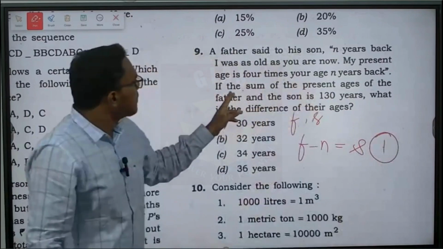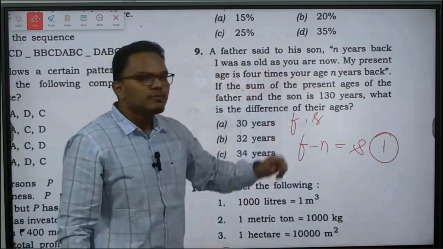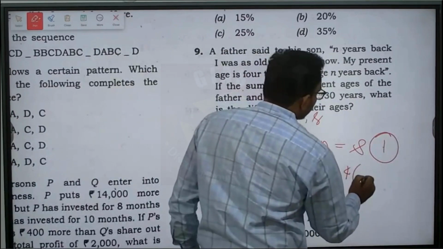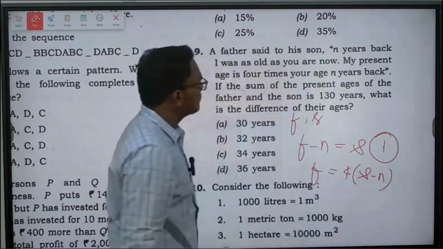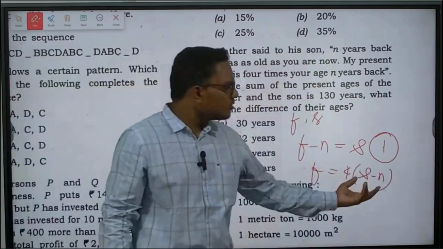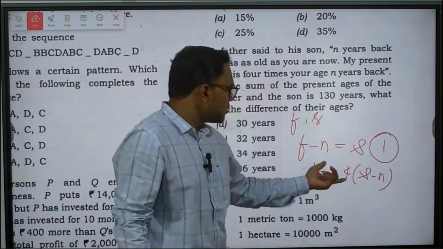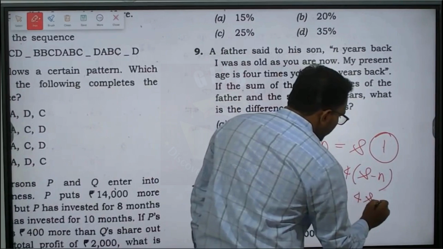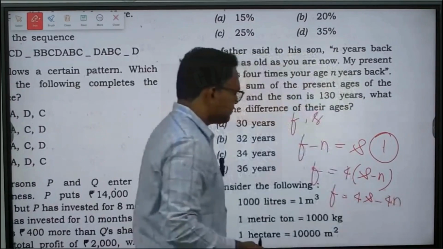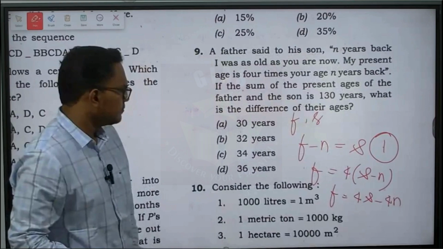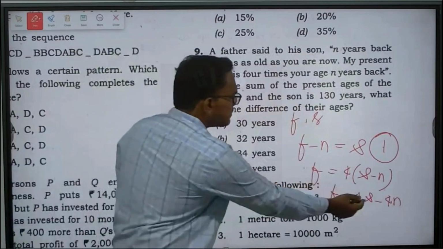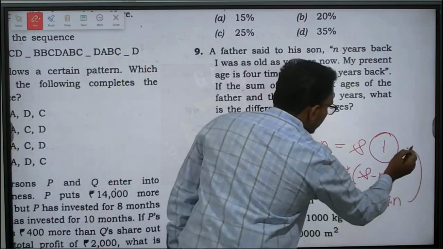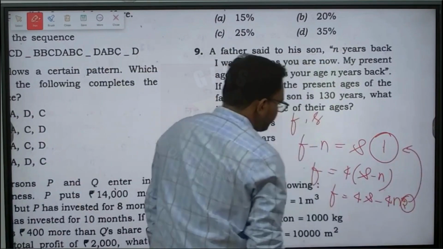Okay, and my present age is 4 times your age n years back. The present age of the father is f. It is 4 times the age of the son n years back. So n years ago, the age of the son was s minus n. So now you have to solve this. So your f is 4s minus 4n. So substitute this in the first equation. So this is your second equation.